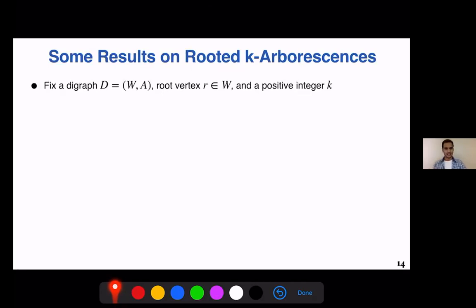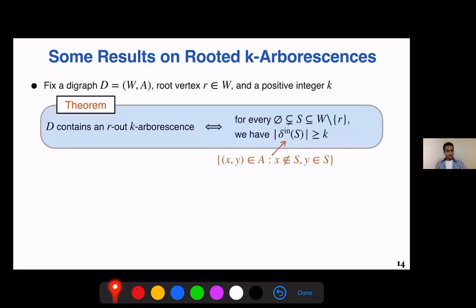On this slide, I'll mention two results on rooted k-arborescences, which again we use in our algorithms and analysis. The first theorem is a necessary and sufficient condition for the existence of a rooted k-arborescence in a digraph B. What this says is, if for every cut that excludes the root vertex, the number of incoming arcs is at least k, then we are guaranteed the existence of a rooted k-arborescence in B. And this condition is both necessary and sufficient.